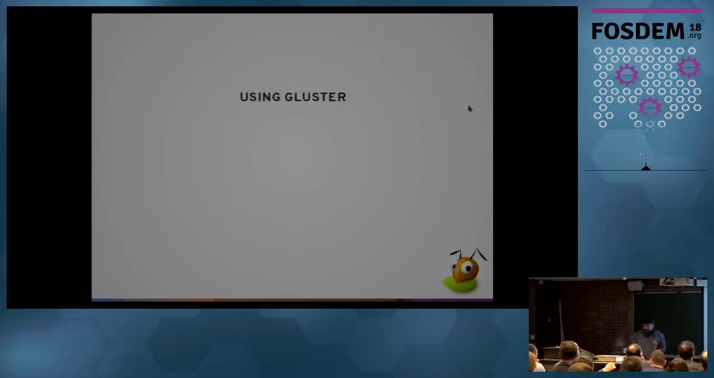So how do you use Gluster? Using Gluster is really simple. Once you have installed GlusterFS server packages on your servers, you form the trusted storage pool by using the peer probe command. This is where you let each of the GlusterFS servers know of each other. So you form a trusted storage pool.